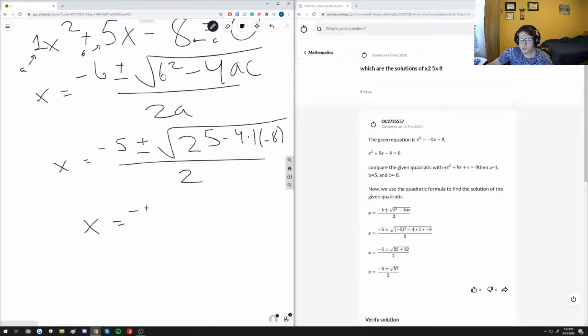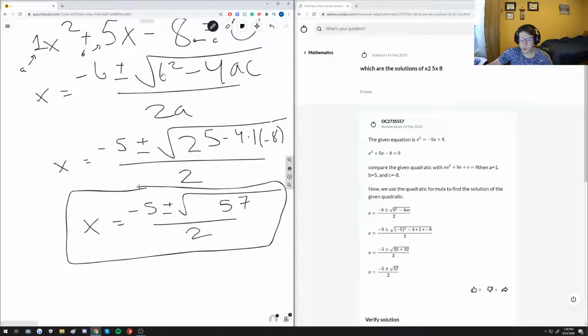So we can write this as minus 5 plus or minus the square root, and then we know minus 4 times minus 8 is 32. 25 plus 32 is 57, and that's over 2. So this is essentially our solution.